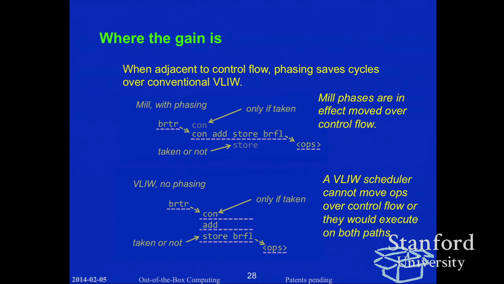The VLIW scheduler cannot hoist the con over the branch or lower the store over the branch, because if it hoisted the con over the branch, then the con would be executed whether or not the branch was taken, and that's not going to be semantically what the program asked for. And if it lowers the store over the branch, it will wind up only executing the store if the branch went one way rather than going the other way. So fundamentally, a VLIW is stuck and cannot do this kind of mechanism.